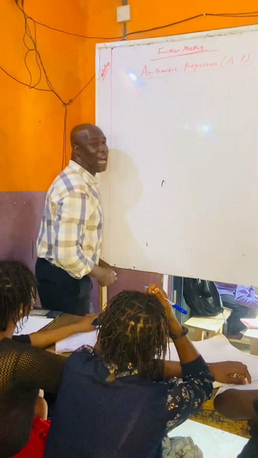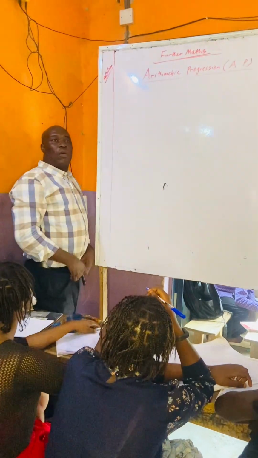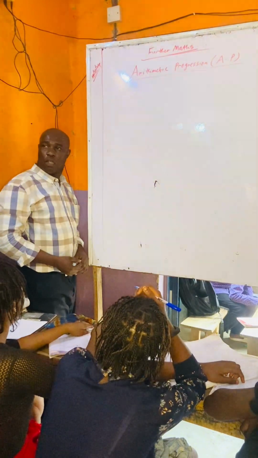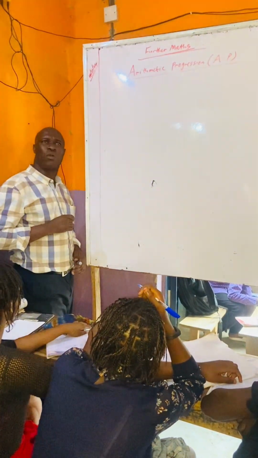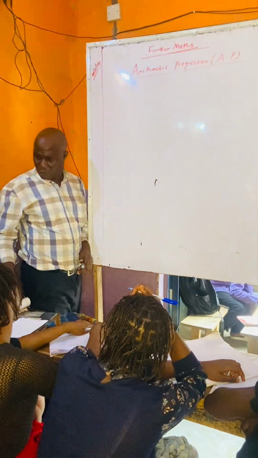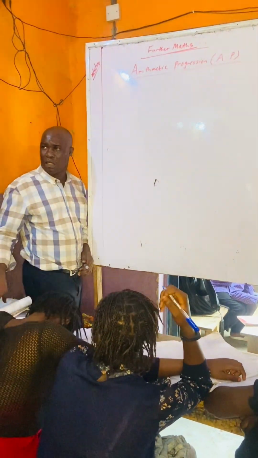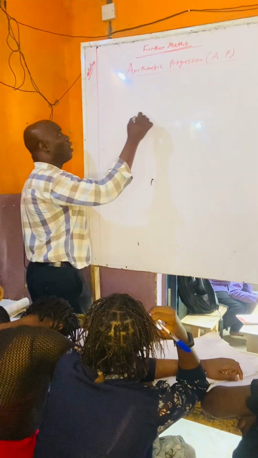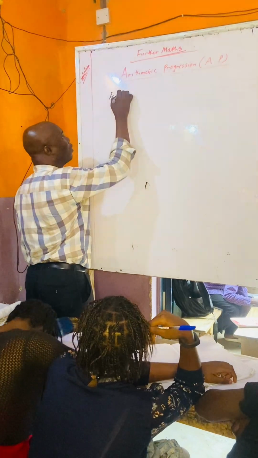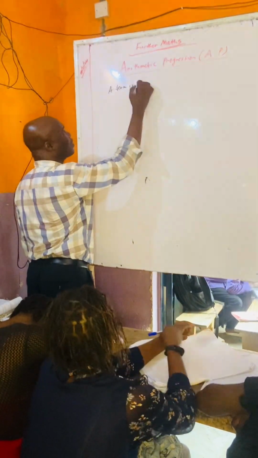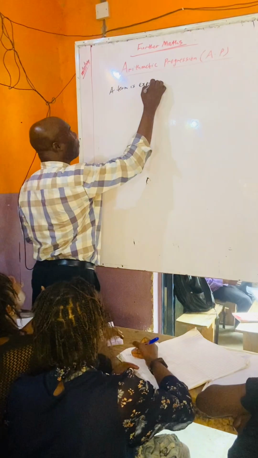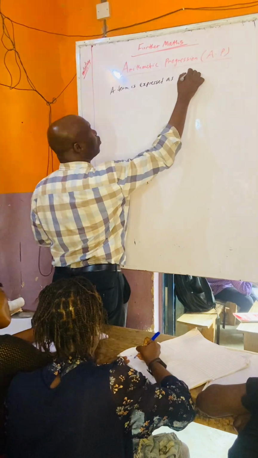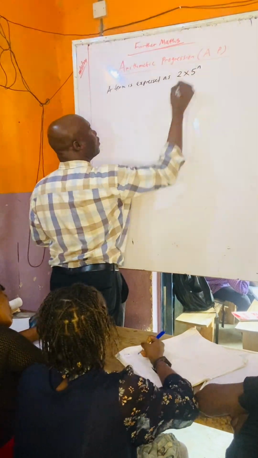The simplest now, arithmetic progression. But before that, let me chip in something small. I didn't see something on social, but I've come across it. Like now, they can give you a term that is expressed as 2 times 5 raised to power n.